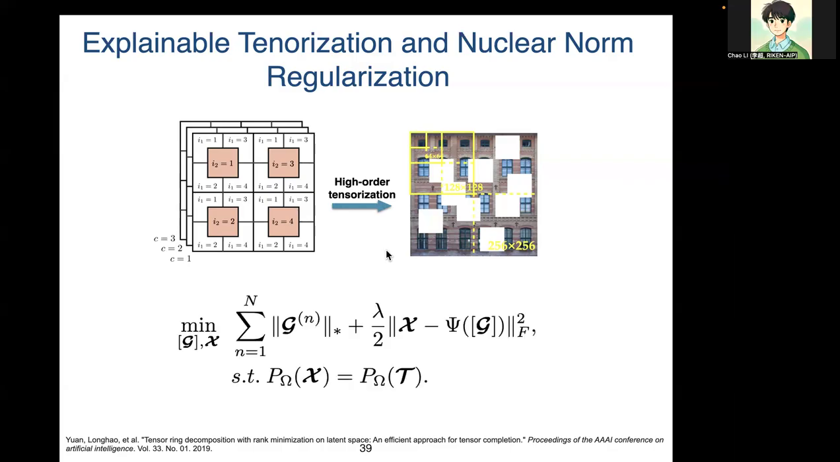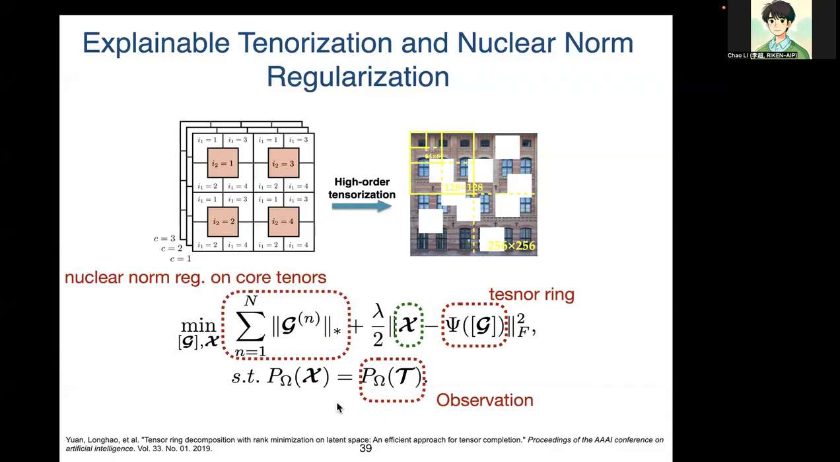For the loss function, we model the recovered tensor to be X, and then force it to have a tensor ring format. Finally, we restrict the X to match the ground truth T on those observed entries. On top of that, we add nuclear norm regularization to the core tensors, which encourages the low-rank structure of the model. This helps the model discover compact latent factors that can accurately predict the missing values.